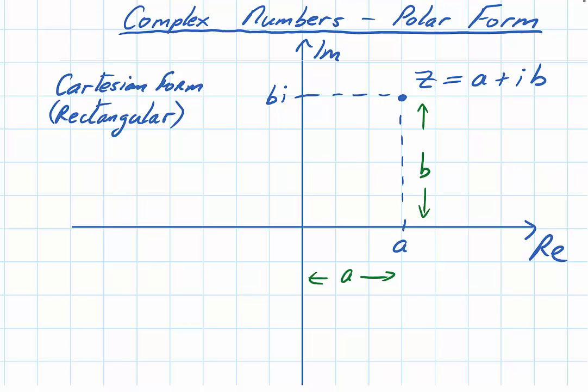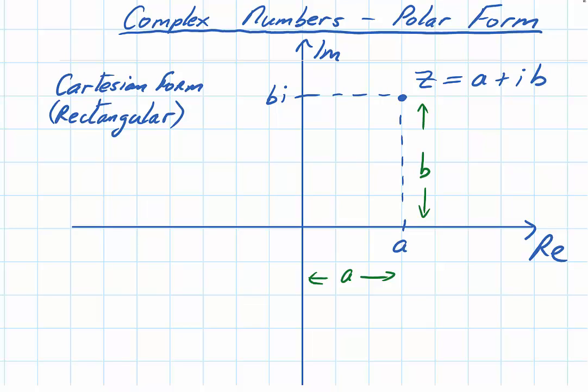Cartesian form is simply a method of expressing a complex number in terms of how far across it is on the x-axis. In this one here, it's a units across and it's b units up. So that complex number z is therefore simply equal to a plus ib. That's what we mean by Cartesian form, or rectangular form as it's sometimes called.